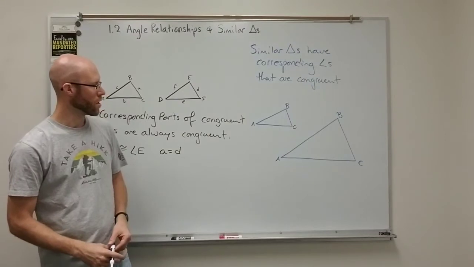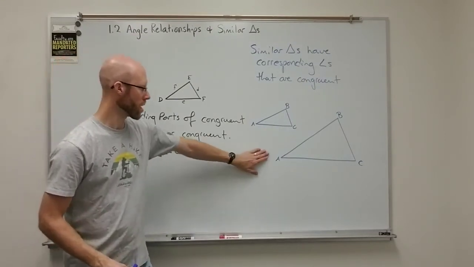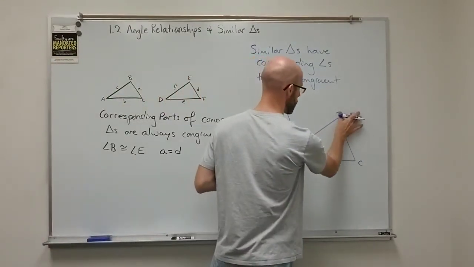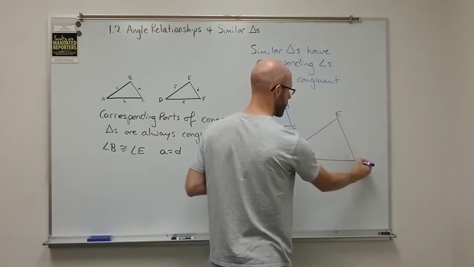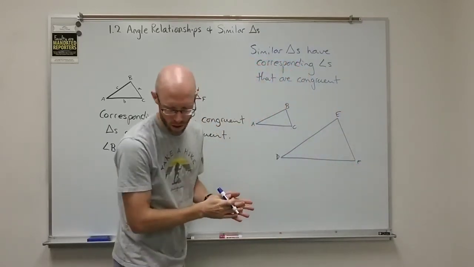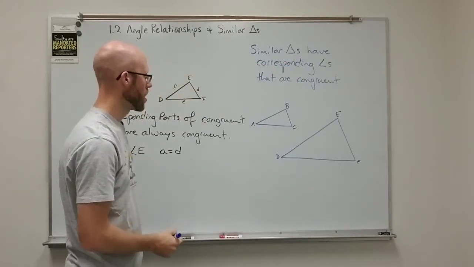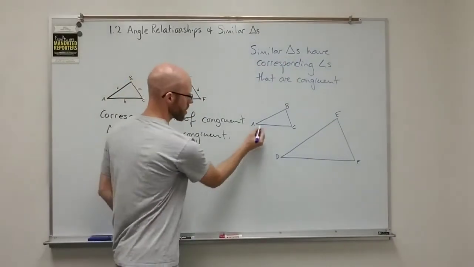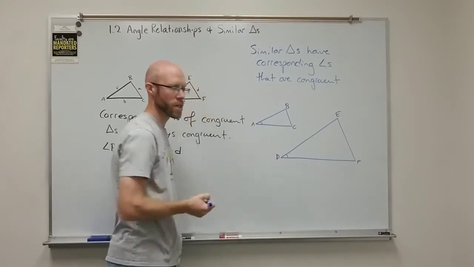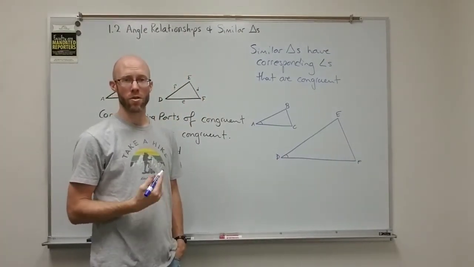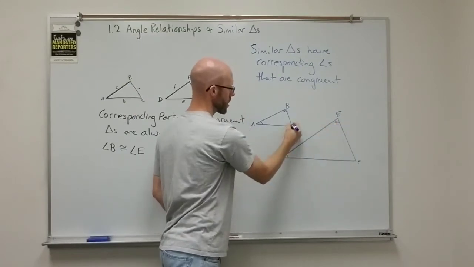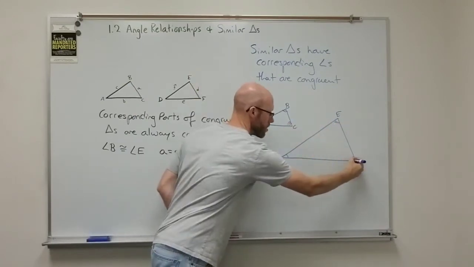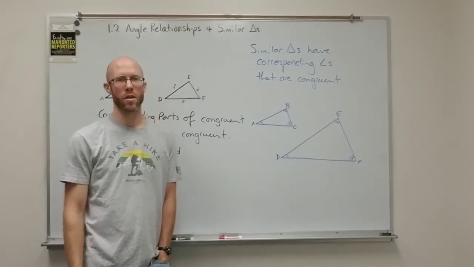Okay. Actually, I probably shouldn't say A, B, C. I should probably go D, E, F. Again. Yeah, let's do it that way. But then we can say that angle A and angle D, because they're corresponding angles, they're congruent. Angle B and angle E are congruent, and angle C and angle F are congruent.